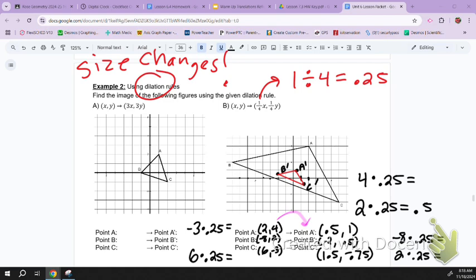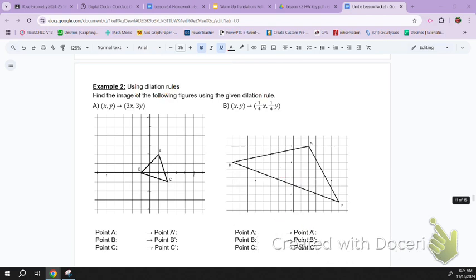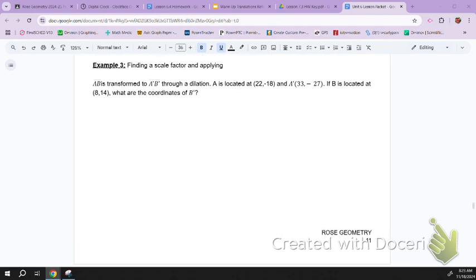We've got one more example. Does anyone still need more time with graph B? One more example, okay? And there's one in your homework just like this. Finding a scale factor and applying it. We know segment AB is transformed from A prime, B prime through a dilation.